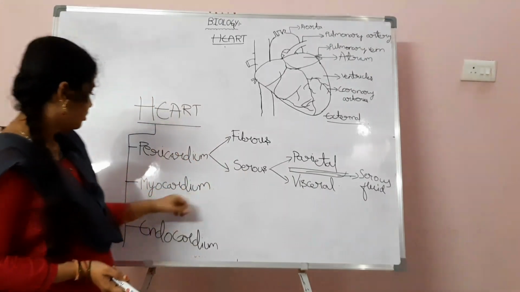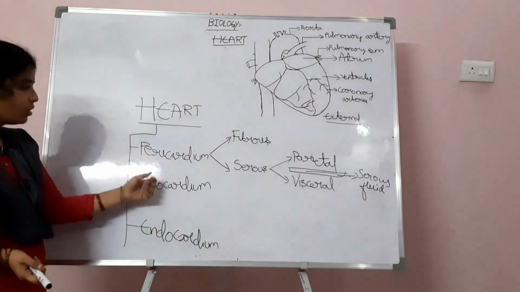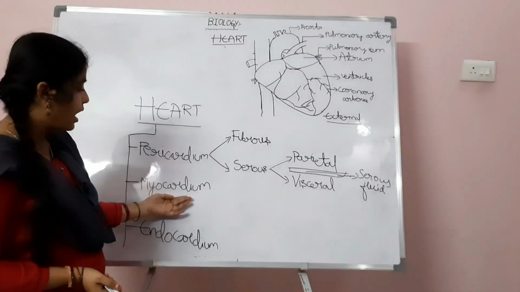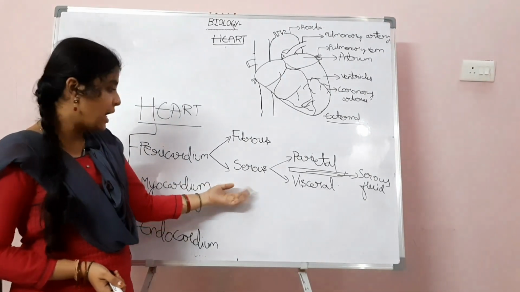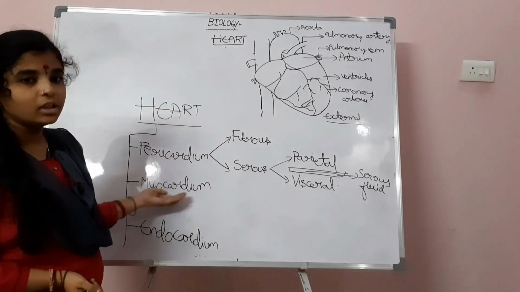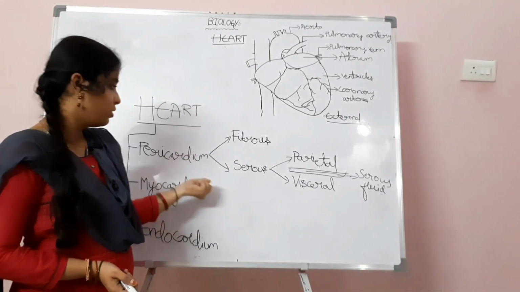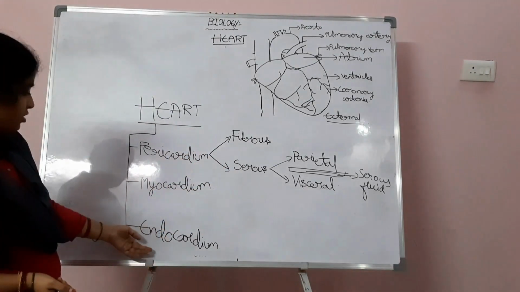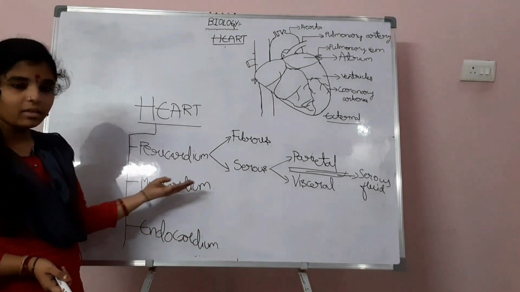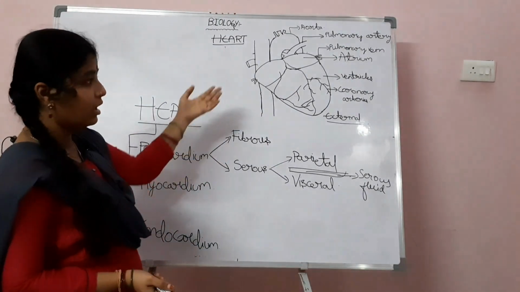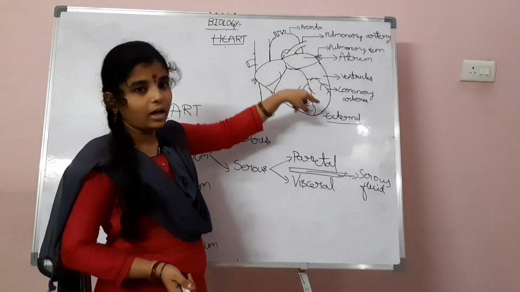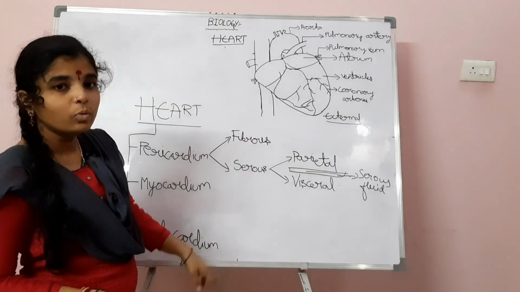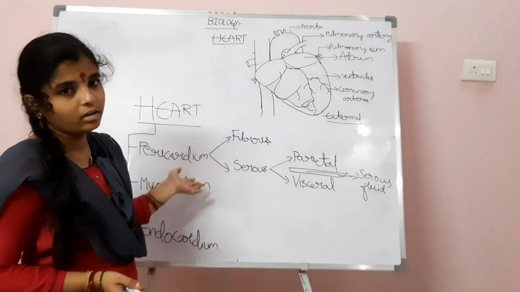Now coming to the myocardium, it is next to the pericardium. It is very thick and is composed of cardiac muscles, and it helps in impulse conduction, contraction and so on. Next, the endocardium lines the myocardium and also lines the valves inside the heart. It is very thin and helps in the smooth movement of the blood in the heart.